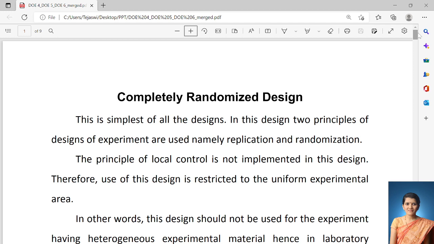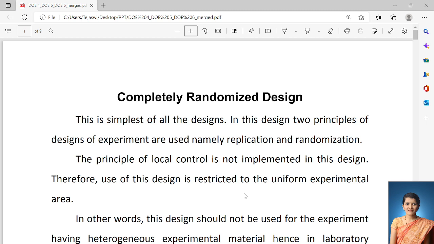Today we discuss the first design, completely randomized design. This is a simple design of all the designs. In this design, we have used two principles, replications and randomization. The principle of local control is not implemented in this design. Therefore, use of the design is restricted to uniform experimental area.